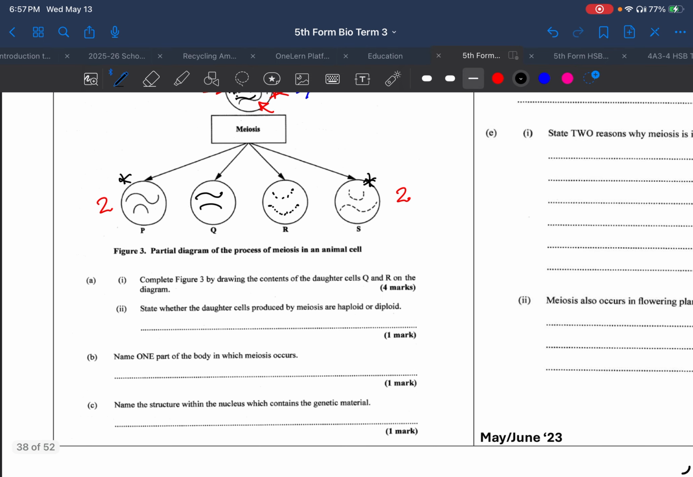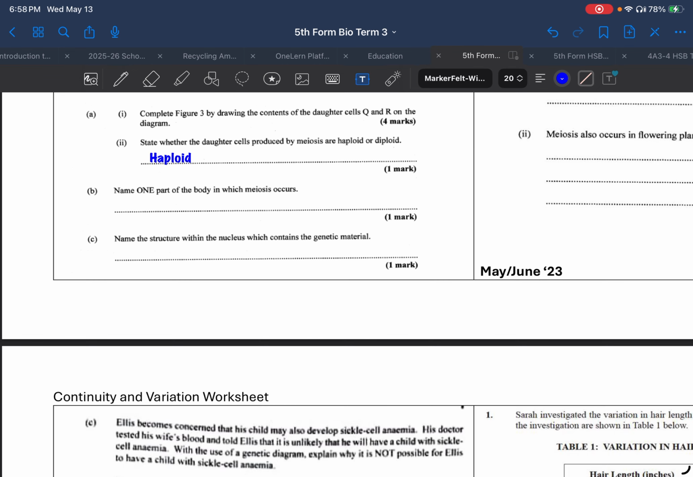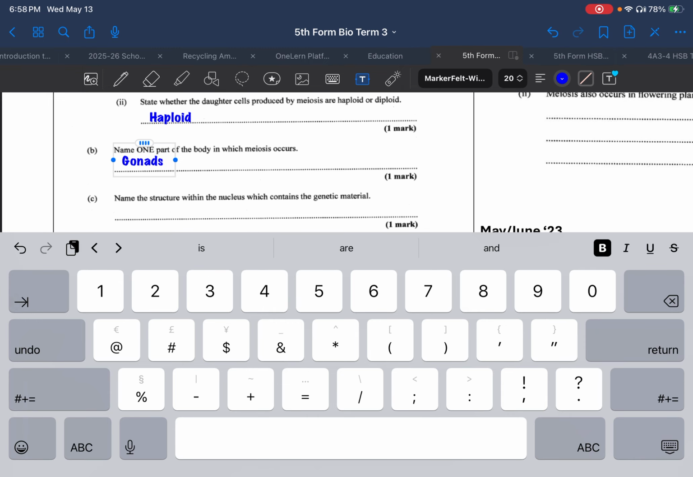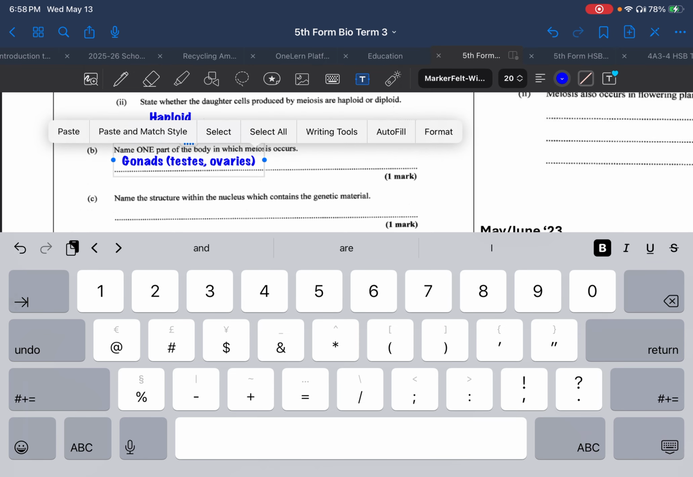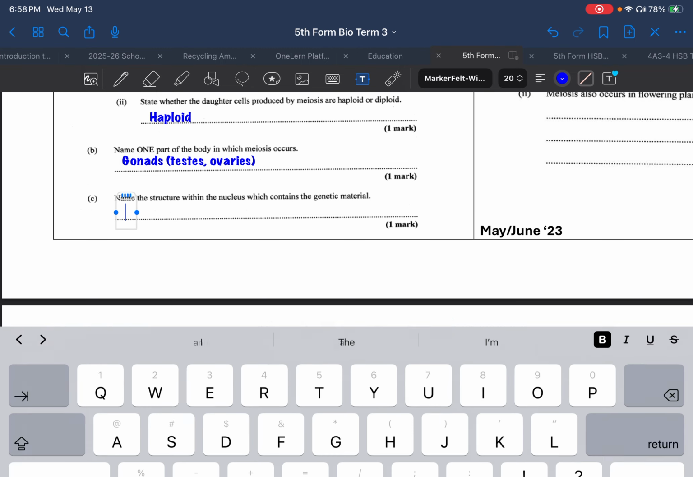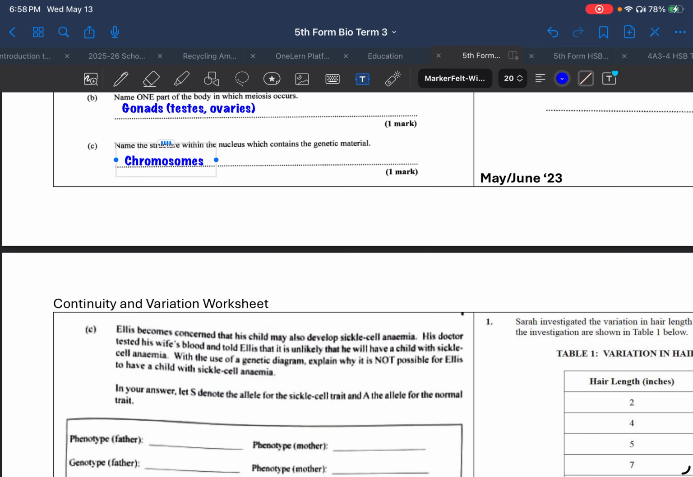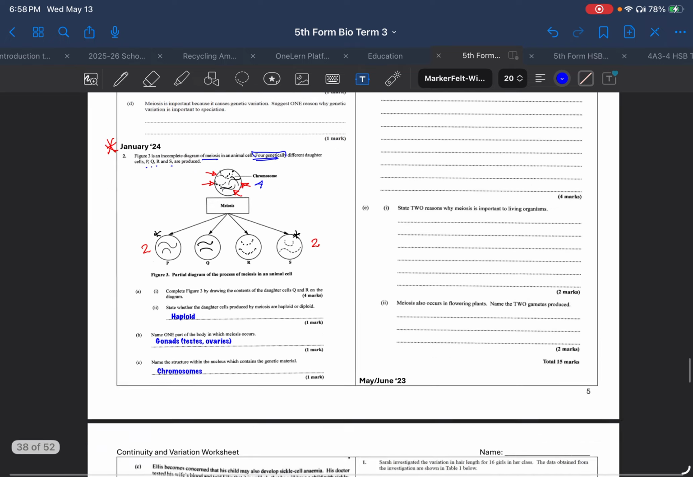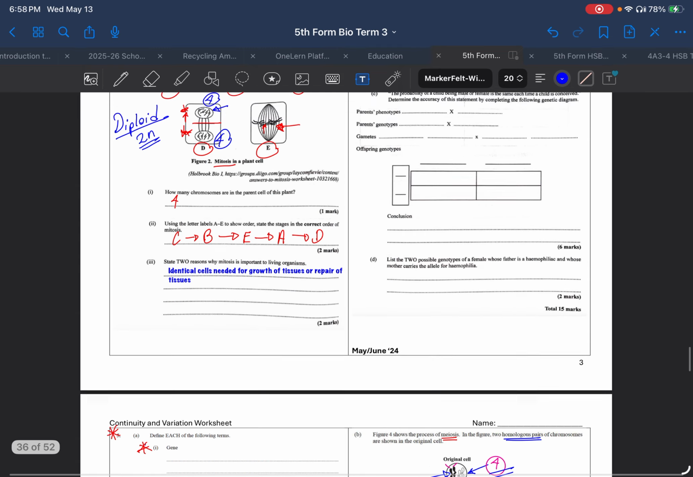So state whether the daughter cells produced by meiosis are haploid or diploid. So the daughter cells are always haploid for meiosis. Name one part of the body in which meiosis occurs. Well, definitely in the gonads, which are the testes and the ovaries. And then state the structure within the nucleus which contains the genetic material. The structure that contains the genetic material are the chromosomes. It is made up of the DNA. So that's that one. Looking at meiosis, mitosis, genes, and alleles.